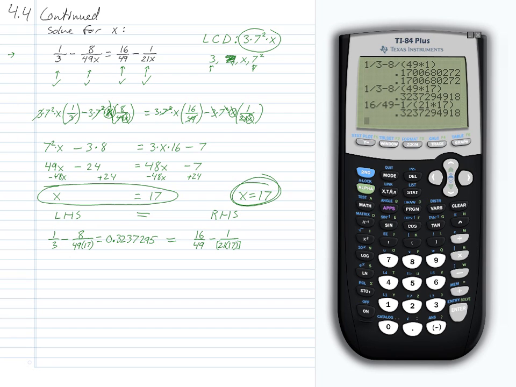So that is it for 4.4, those 3 different types of new equations that can eventually and usually be solved using quadratic techniques. Go ahead and get started on those homework problems and bring any questions that you have to class.